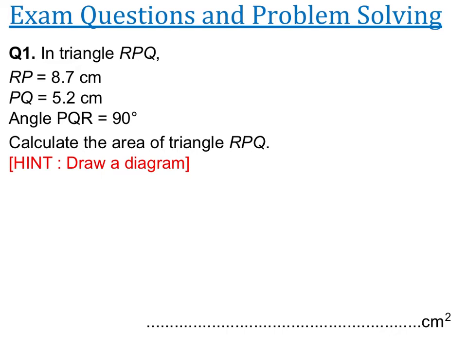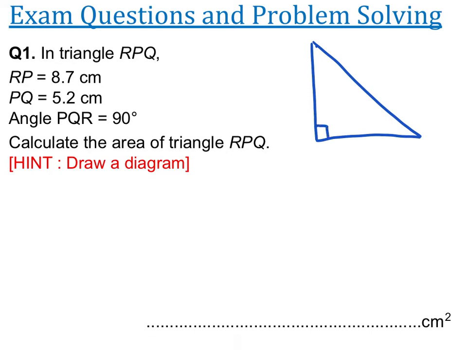In triangle RPQ, R to P is 8.7 centimeters, and P to Q is 5.2 centimeters, and angle PQR is 90 degrees. We want to try to find the area of triangle RPQ. So we need to find the area of the whole thing. My hint to you is to draw a diagram. So let's start by doing that. It doesn't actually matter what we do with the diagram as long as we have a 90-degree angle in it.